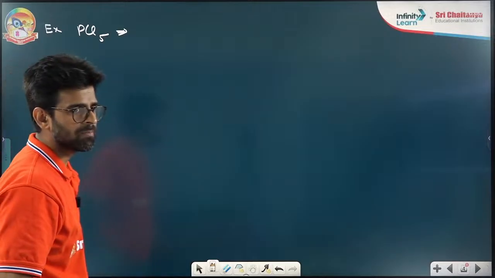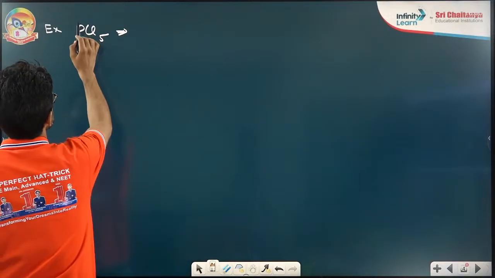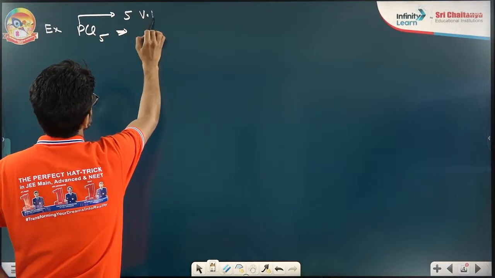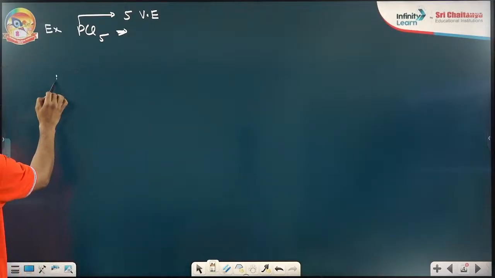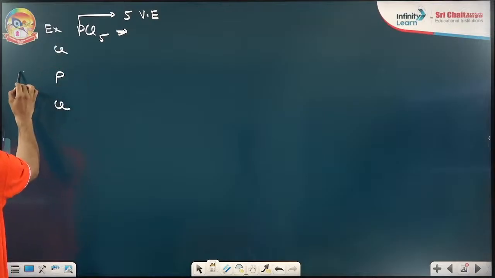We are thinking about PCl5, right? Here P has 5 valence electrons. So I am putting P in the center and I am putting 5 Cl around it.